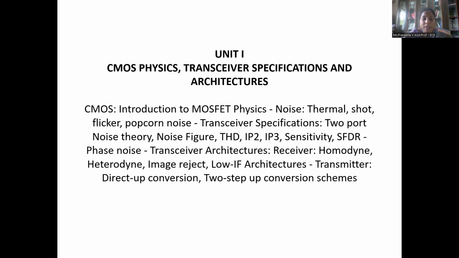And finally, the unit covers the common transceiver architectures, that is heterodyne, homodyne, image reject, and low IF receivers, with up conversion and down conversion, highlighting their operating principles, advantages, and applications in wireless communication systems. Let us discuss it briefly.